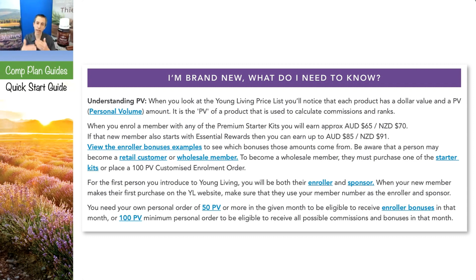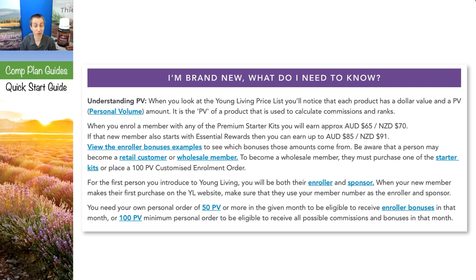That goes for any of those progressive paragraphs. It talks there about when you enroll a member with a PSK, how much you approximately earn in Australian and New Zealand dollars. It has a link for the enroller bonuses videos to see which bonuses that all comes from. So if a person just wants to know, what am I going to earn? Boom, it tells them straight away. But if they want to know the details, they can learn that too by clicking on the link to watch that enroller bonuses video.